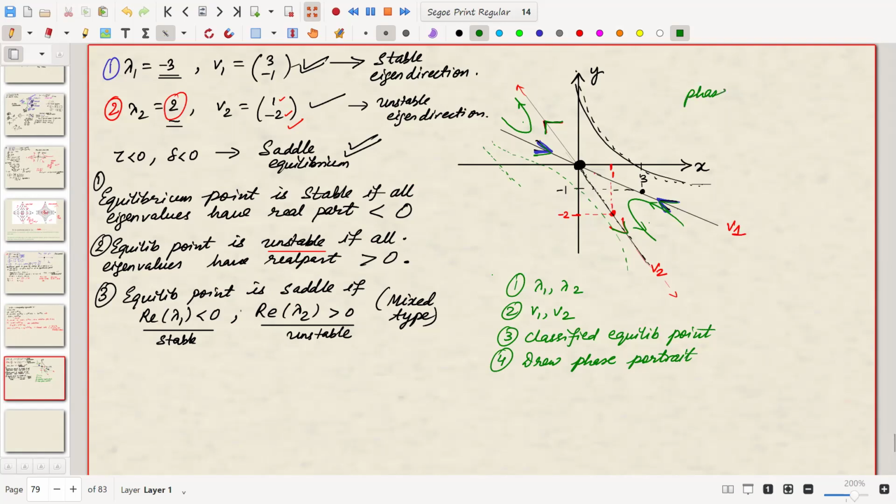Yes, this is the phase portrait. So in the exam, if I give you this system and ask you to compute the phase portrait, then you have to draw this one. That means you have to do all these steps. Since a lot of activities are involved, you can expect a 10 marks question like this.